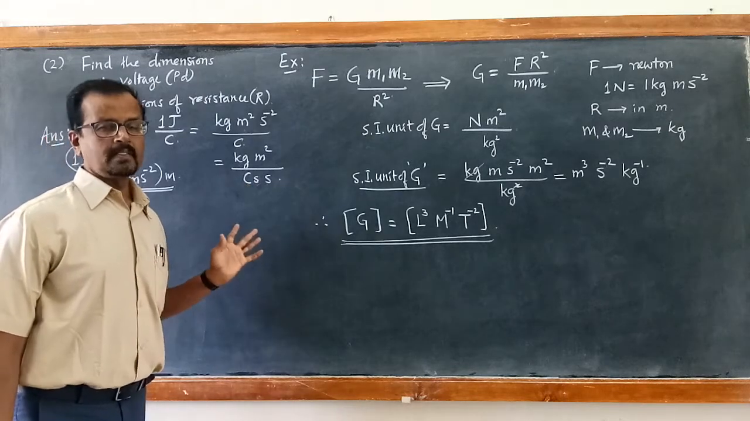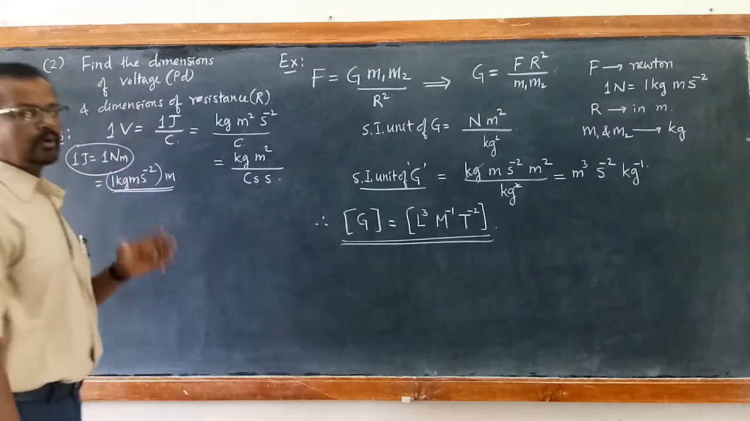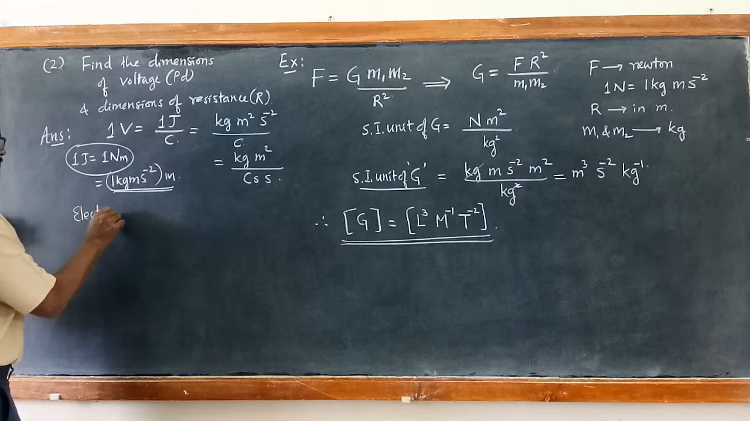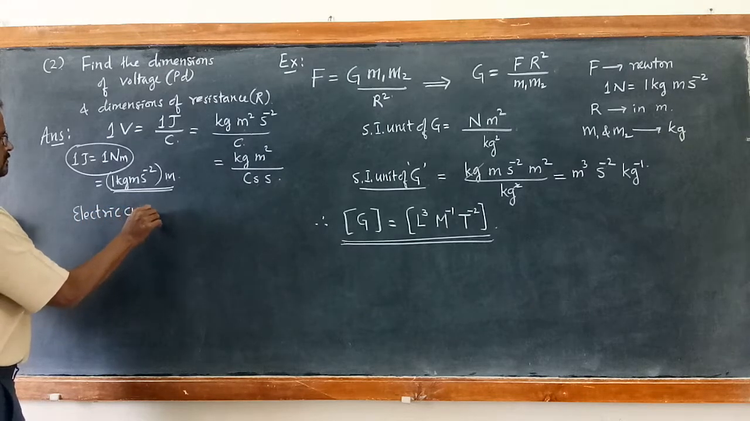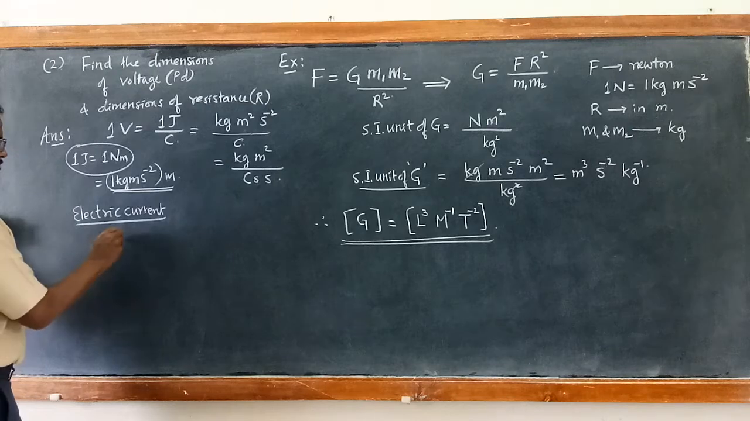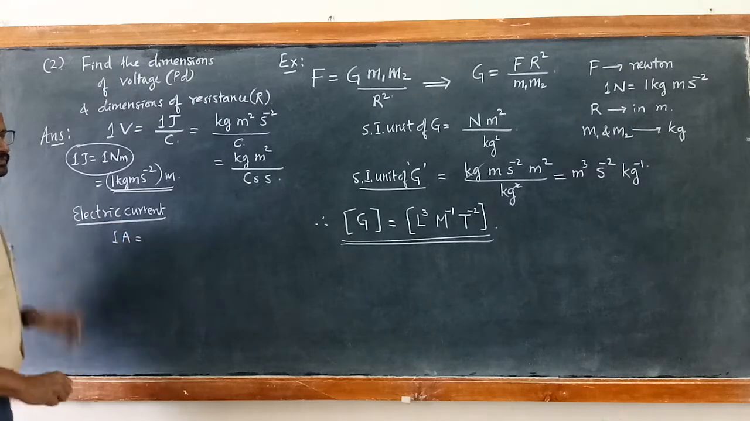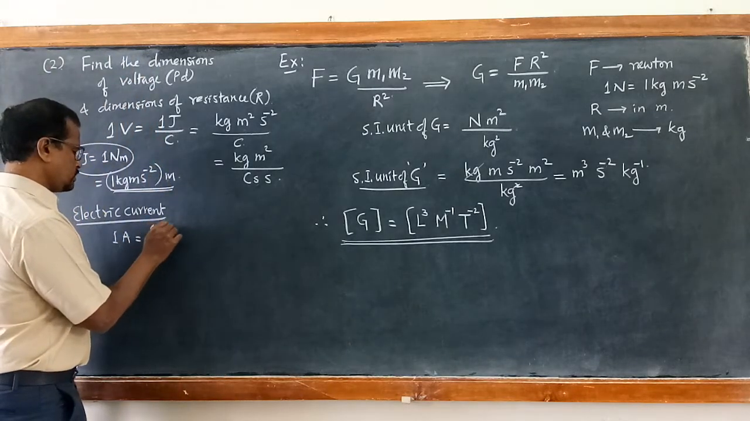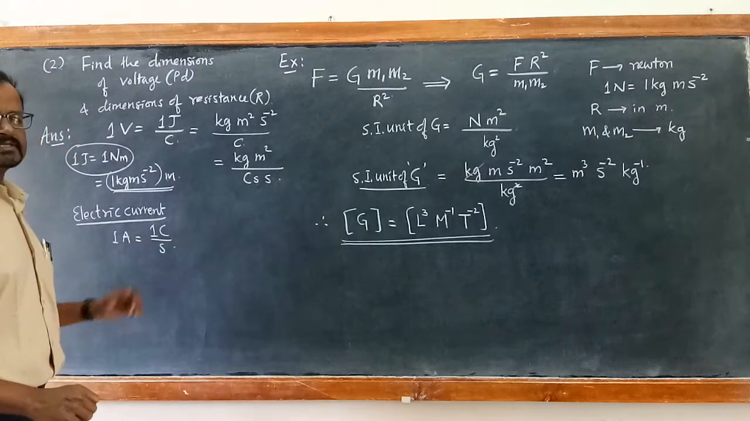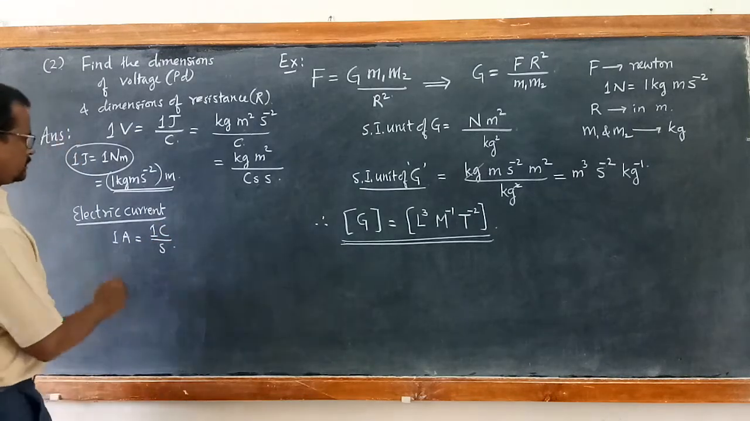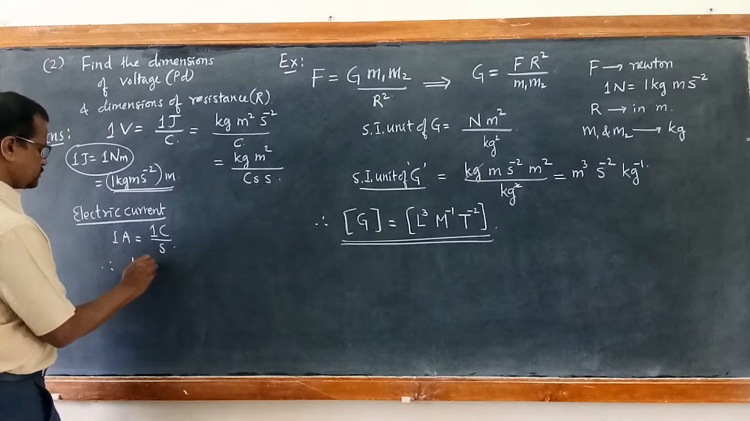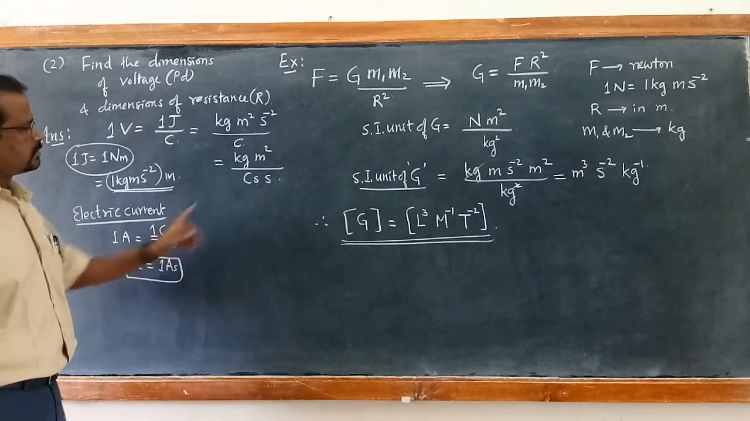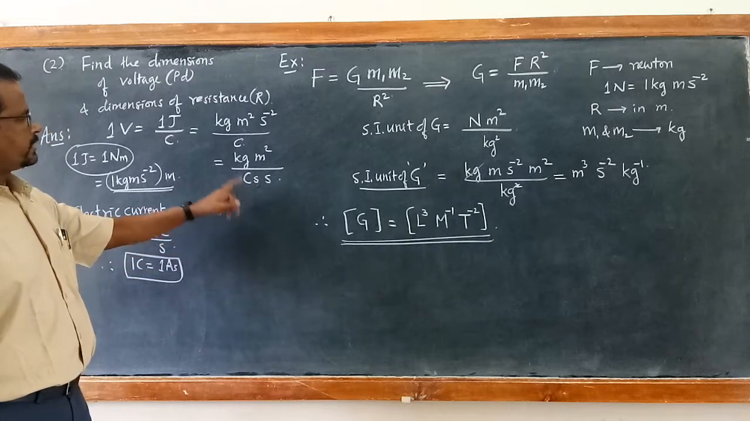Charge, the coulomb, is not the base unit, but what is the base unit of electric current? Electric current has SI unit ampere. 1 ampere is the SI unit of electric current. So 1 ampere is equal to 1 coulomb per second. You have learned this in 10th standard. Therefore, 1 coulomb is equal to 1 ampere second. So I can write now.